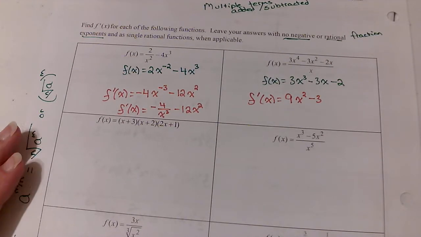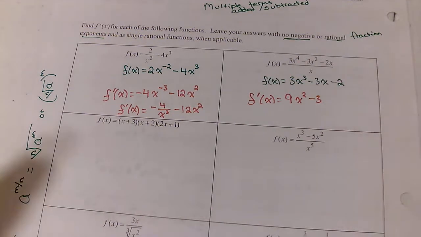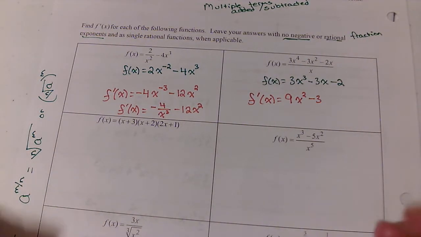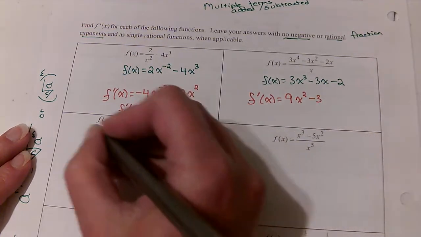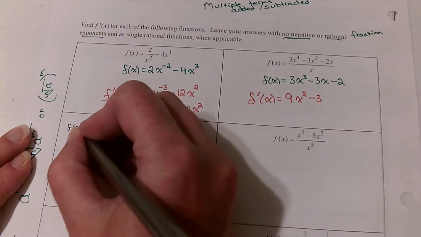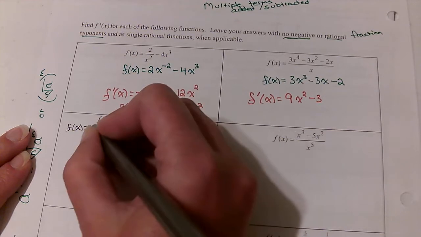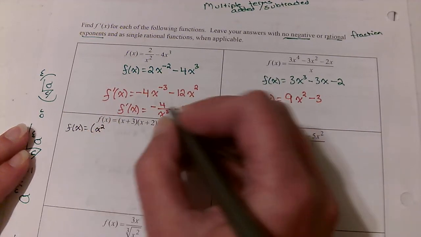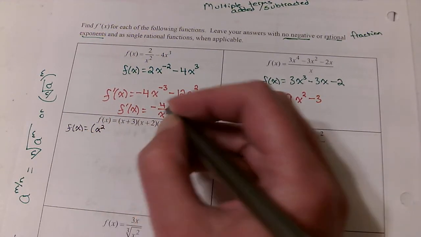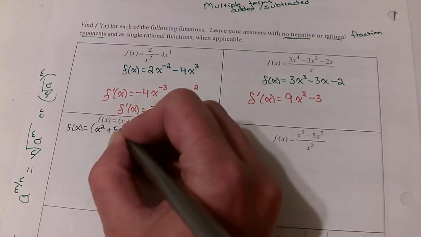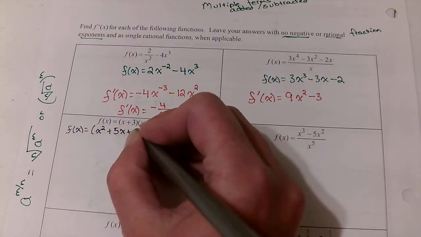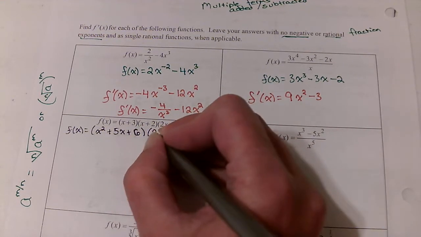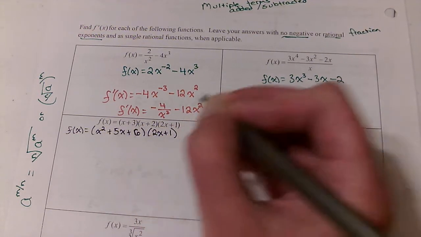Ooh, I have to do something before I can do something there. I need to write it all out. It needs to be in polynomial form, standard form. So if I multiply these two together, I'd have x squared. 2x plus 3x is 5x. Plus 3 times 2 is 6. Times 2x plus 1.